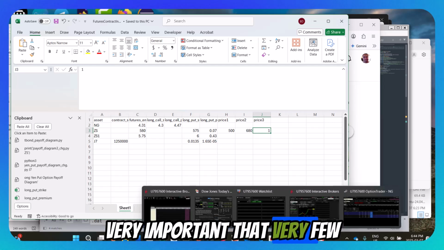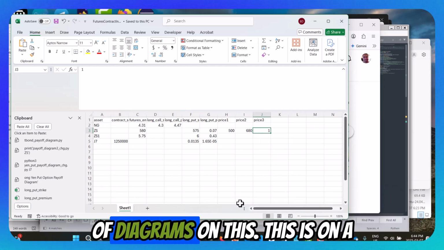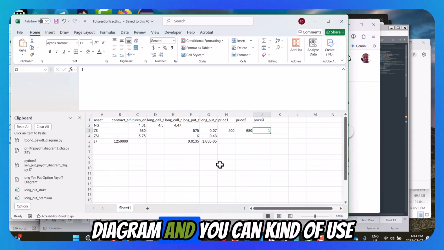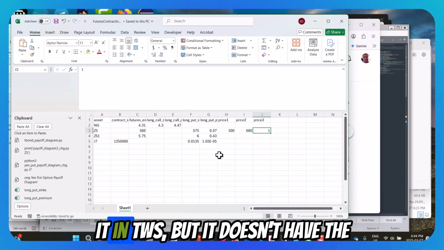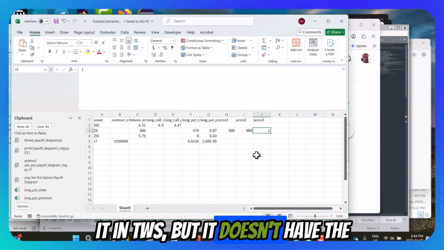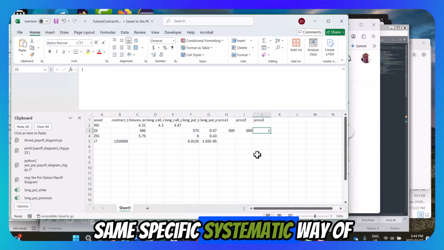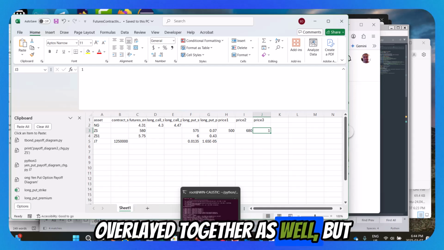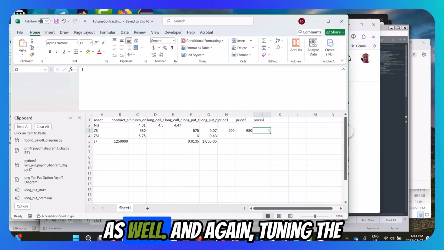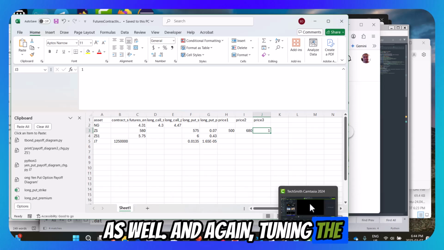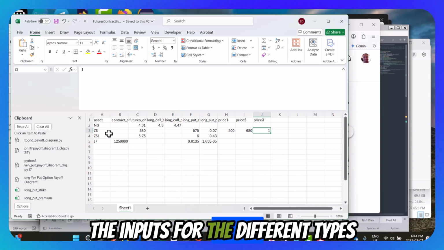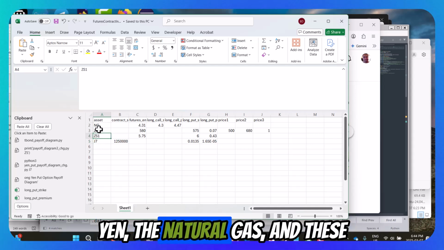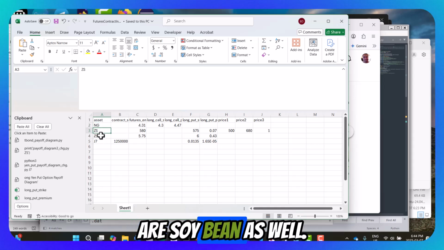Very important, I'm not seeing a lot of diagrams on this. This is on payoff diagrams, and you can kind of use it in TWS, but it doesn't have the same specific systematic way of showing you break even and the strike prices. They're not overlaid together as well. But here I'm generating it, and again, showing you the spreadsheets. So those are the inputs for the different types of contracts, be it the Japanese yen, the natural gas, and these are soybean as well.